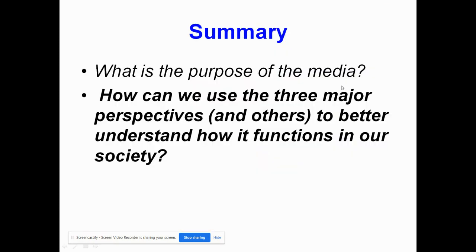Okay, and just to recap everything, I want you to walk away thinking about the purpose of the media, how the functionalists would view it, how conflict theorists would view it, and the symbols that we might see in the media. That'll help us to better understand how the three major perspectives, and others, we spoke specifically about the feminist perspective as well, can help us to better understand how the media functions within our larger society.